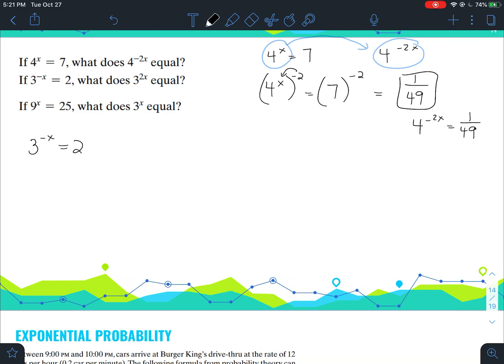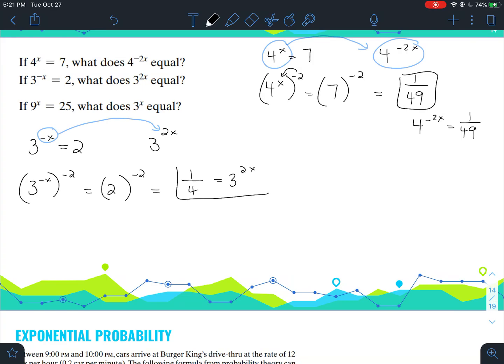Well, if 3 to the negative x is equal to 2, what is 3 to the 2x equal? Okay, well, how do I go from negative x to 2x? Well, I'm going to have to raise that to the negative 2 power, because negative x times negative 2 is going to be 2x. Whatever I do to one side, I'm going to have to do to the other side. So I'm going to raise 2 to the negative 2 power. And 2 to the negative 2 power is 1/4. So 3 to the 2x is going to be 1/4.